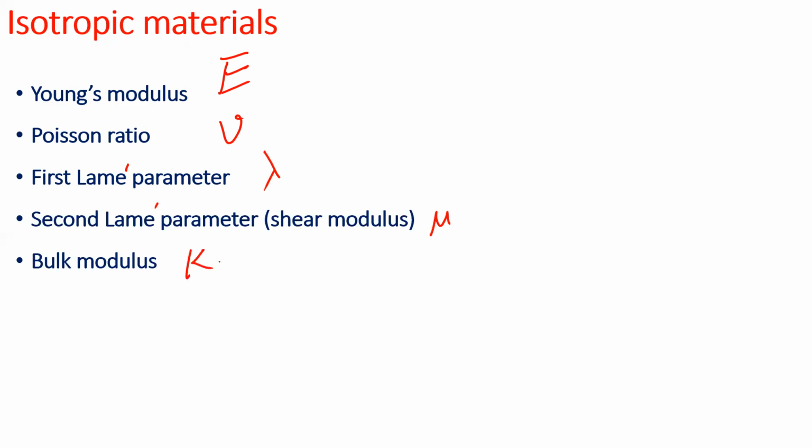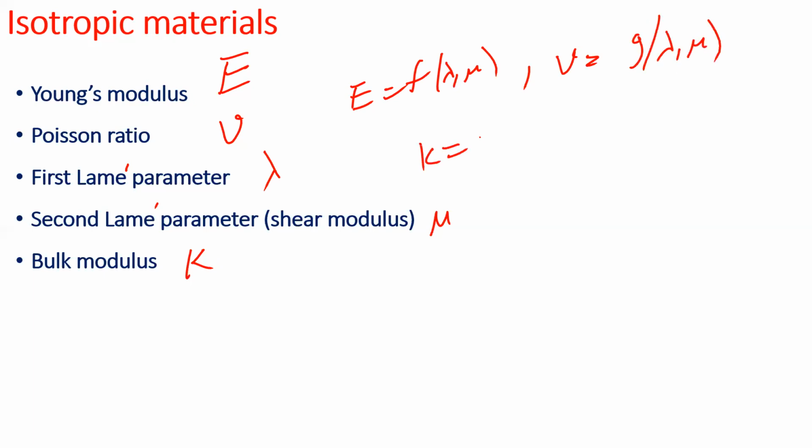Among these 5 parameters, there were only 2 independent parameters. Like we did write E as a function of lambda and mu, and nu as another function of lambda and mu. And we also had Young's modulus as another function of E and nu, right? So essentially, if you find 2 of them, you know the remaining 3. So how does one go about identifying these elastic constants?